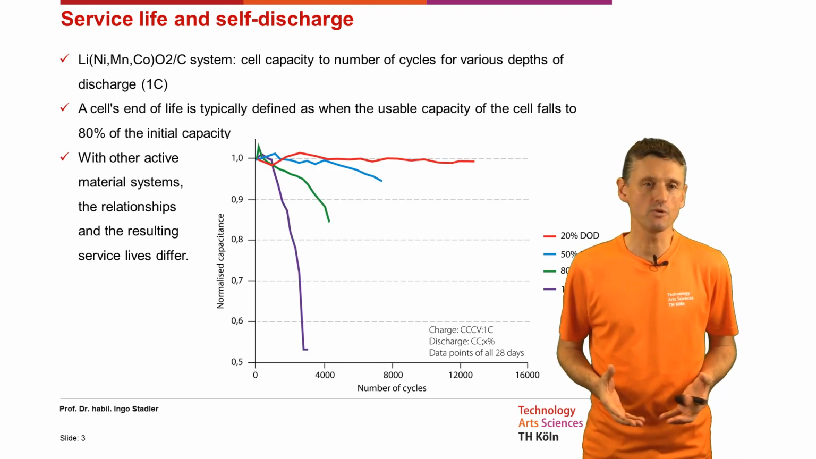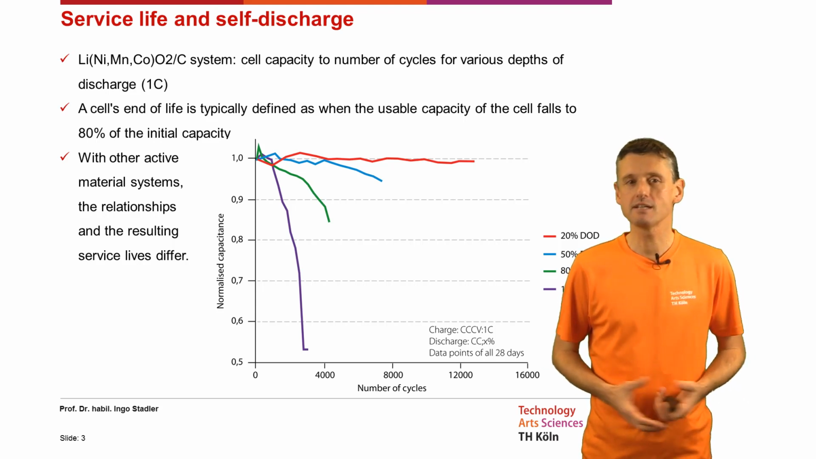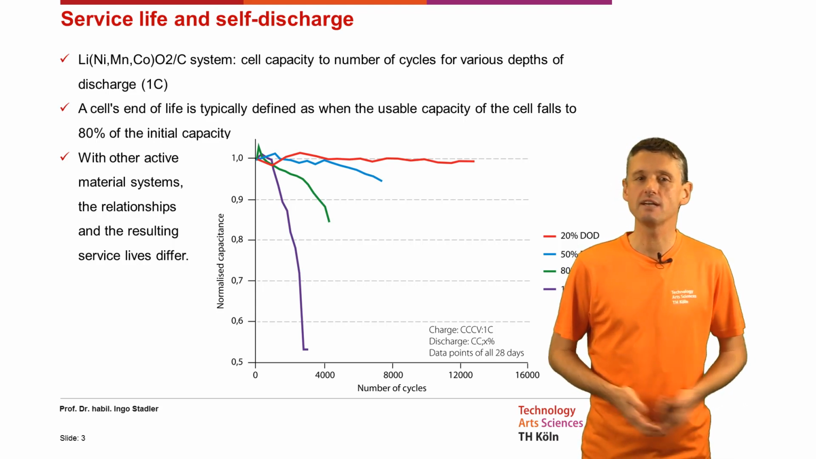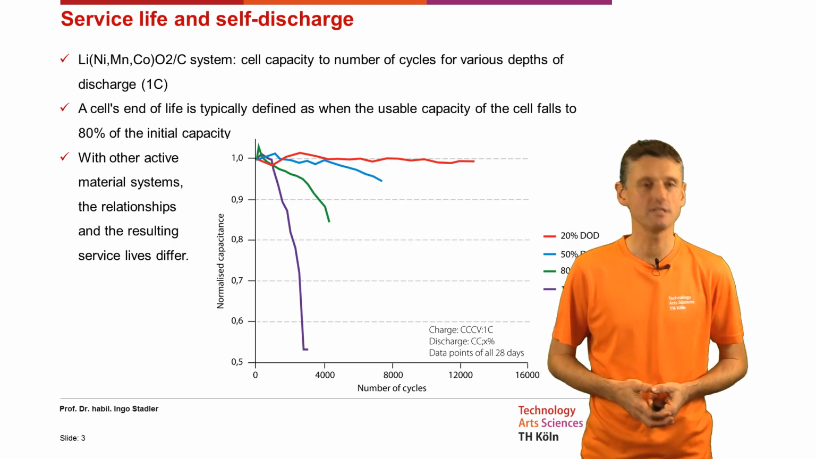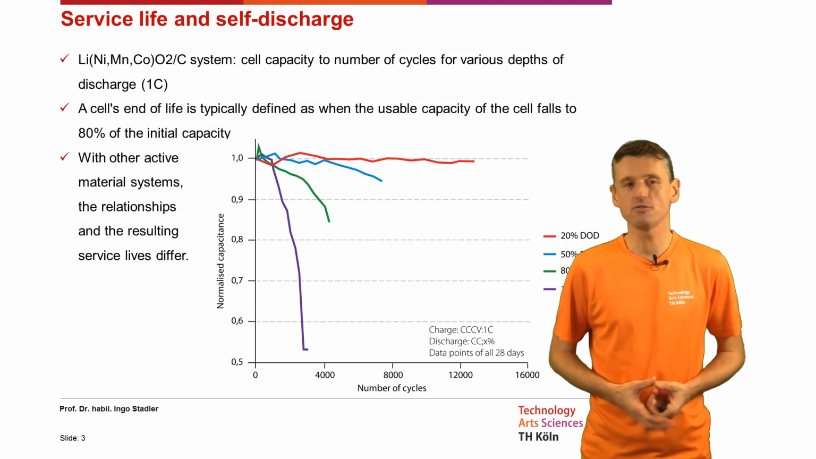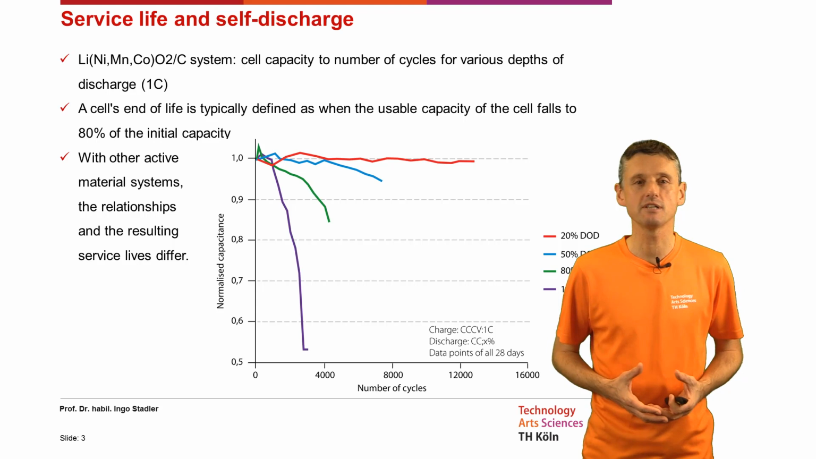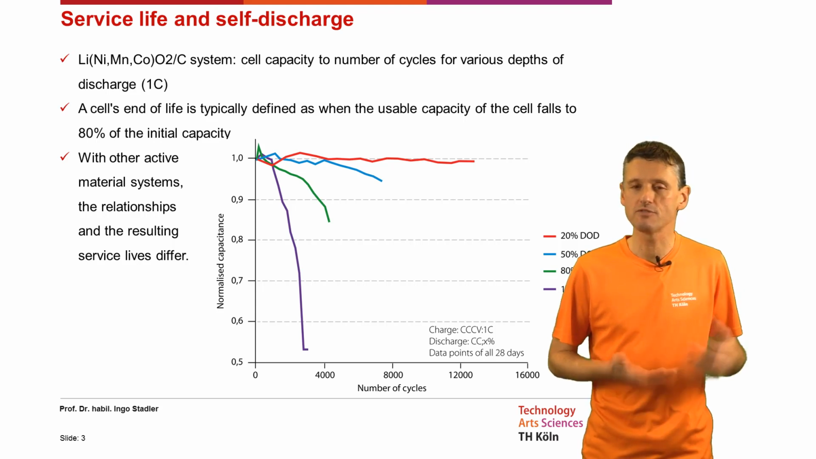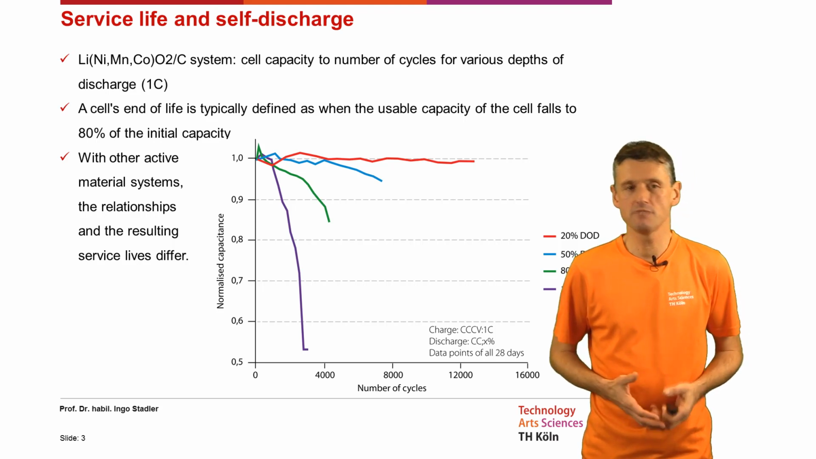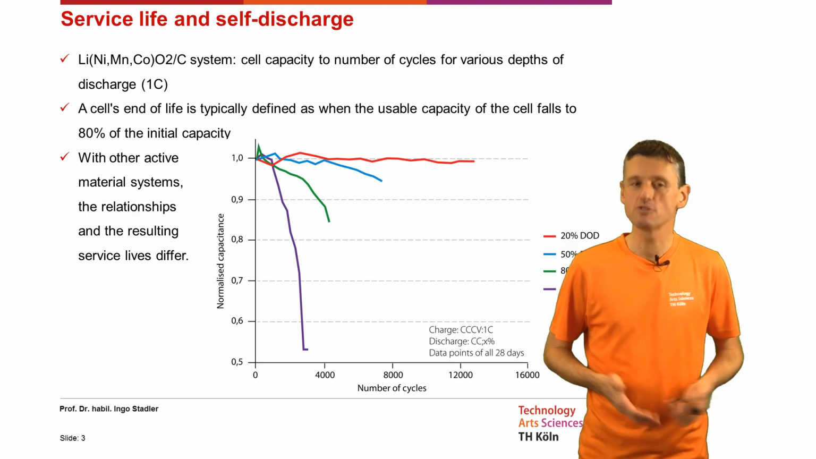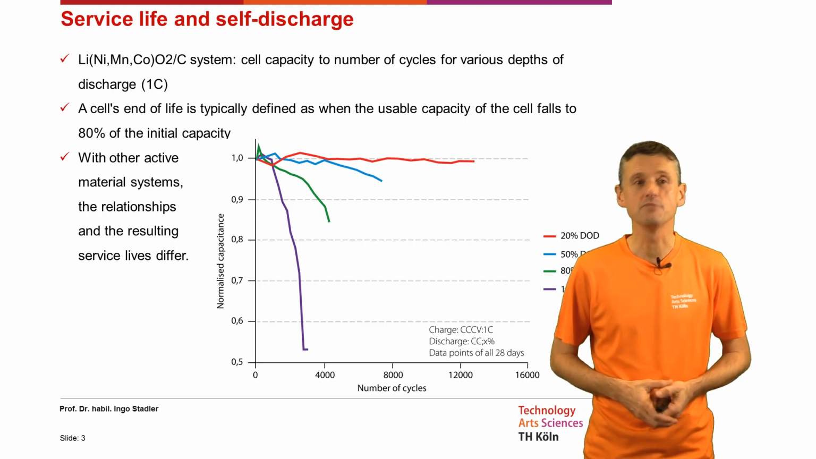Here again, we only look at the lithium, nickel, manganese, cobalt system. The cell capacity is shown against the number of cycles for various depths of discharge, and all the discharge currents we see here are 1C. A cell's end of life is typically defined as when the usable capacity of the cell falls to 80% of its initial capacity. With other active material systems, the relationships and the resulting service lives differ, so that is not the case for all lithium batteries we see here.